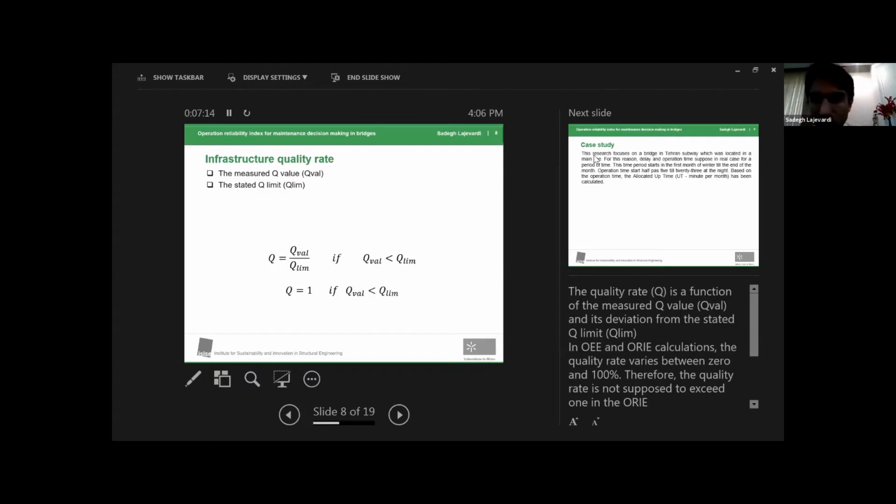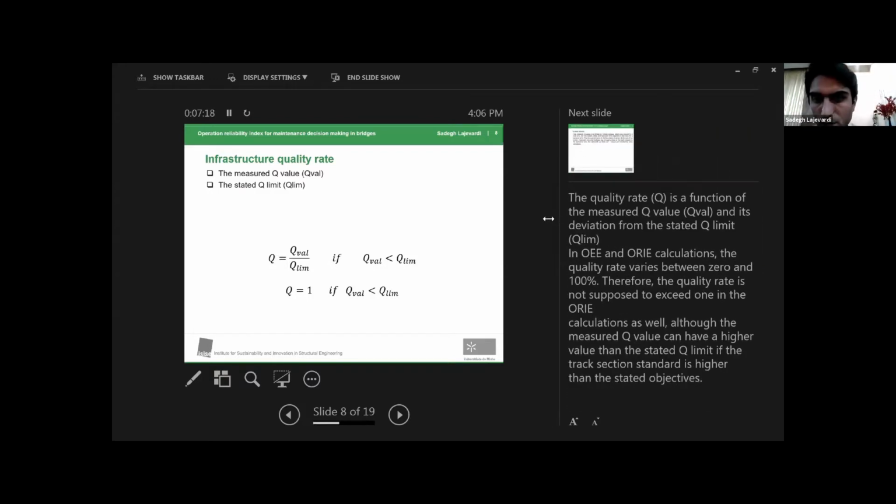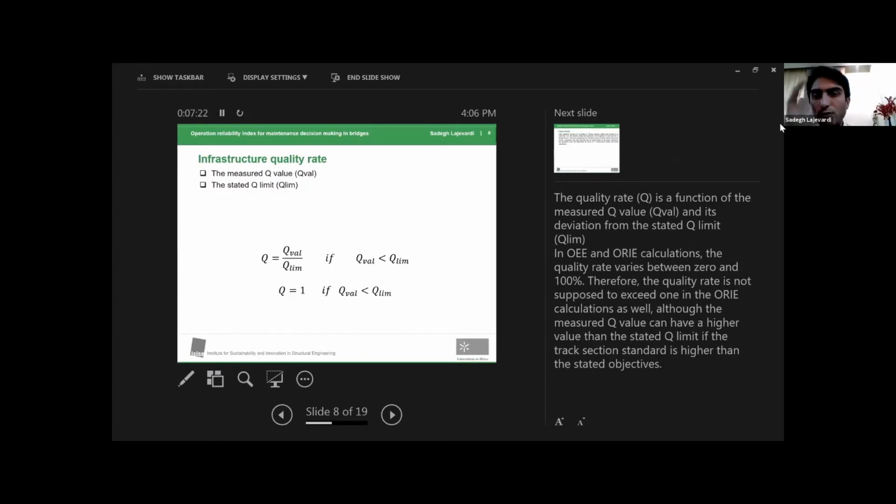So the quality rate is a function of measured Q value, as I told you, and also for the overall equipment index, it will be between 0 to 100, but if we suppose the quality limit less than quality value, it's possible to exceed 1, and also quality value can have a higher value than a stated Q limit if track section, railway track section and bridge standard is higher than the stated objectives.